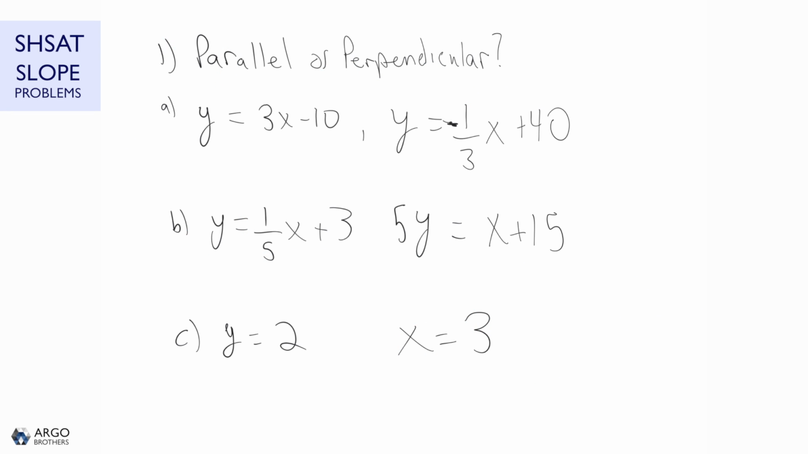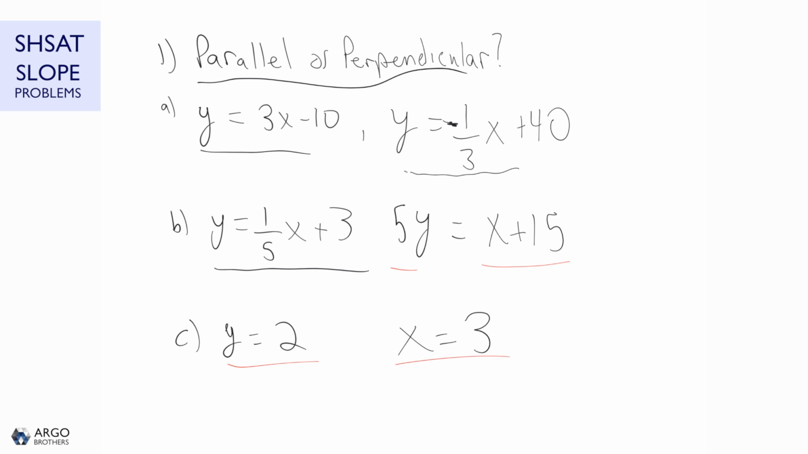All right, let's go over the problems for the slope topic. Okay, so you need to figure out whether these two lines for A, B, and C are parallel or perpendicular. For A, it's y equals 3x minus 10 and y equals -1 over 3x plus 40. Are they parallel or perpendicular? For B, y equals 1 over 5x plus 3 and 5y equals x plus 15. For C, y equals 2 and x equals 3. So why don't you pause, take a few minutes, and do these problems.